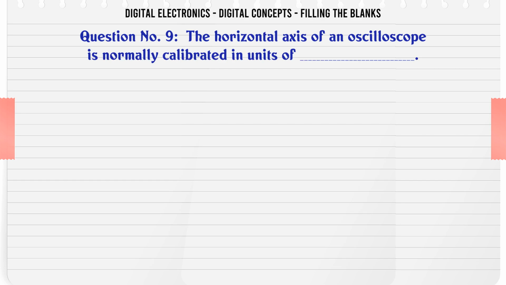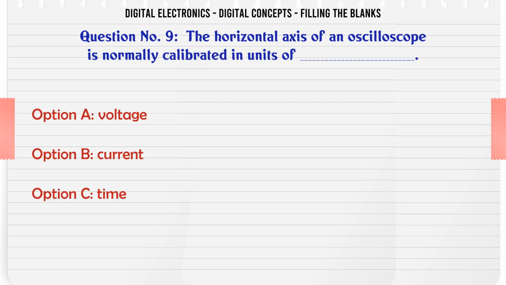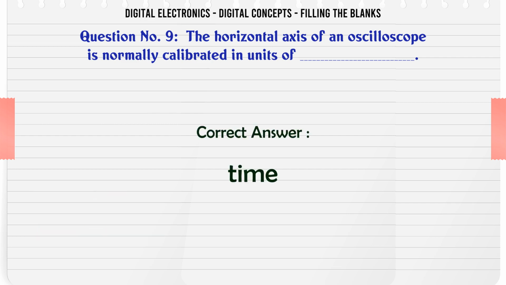The horizontal axis of an oscilloscope is normally calibrated in units of A. voltage, B. current, C. time, D. frequency. The correct answer is time.